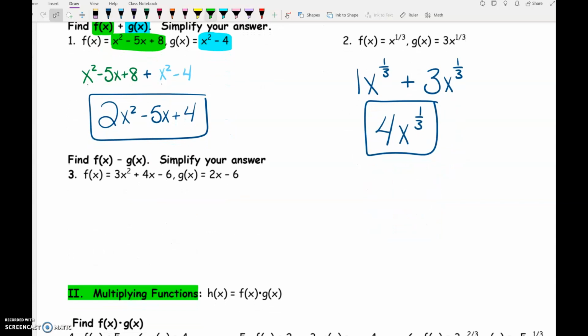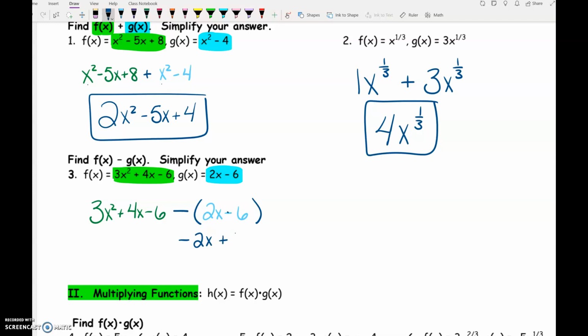Subtraction is the same way. We are going to take the f function and the g function and subtract them. And it says f minus g. So 3x squared plus 4x minus 6. We are going to subtract, but we need to subtract all of that g function. We need to subtract all of 2x minus 6. That means we need to subtract the 2x. We also need to subtract a negative 6, which is the same as adding 6.